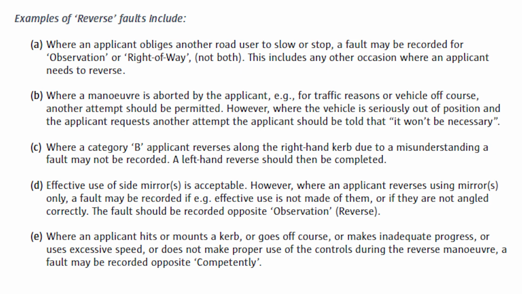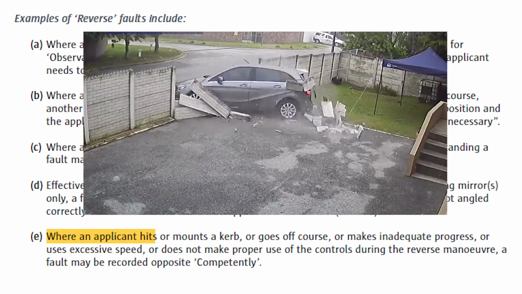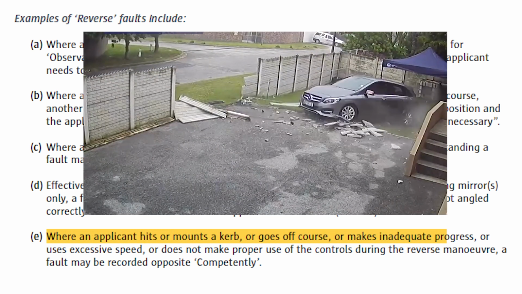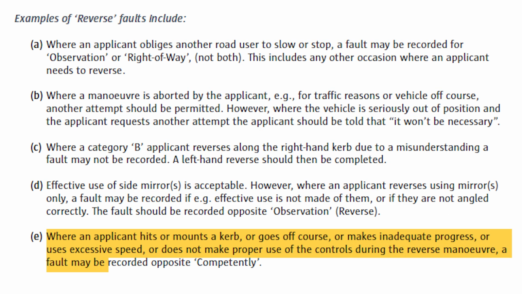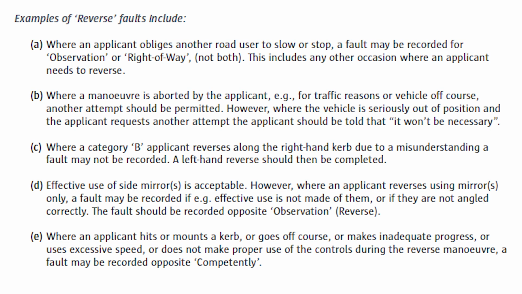So as it says here in the RSA marking sheet guidelines under section E, where an applicant hits or mounts the curb, goes too slow, goes too fast, or incorrect use of the controls, you could potentially fail your driving test. If it's not serious, it will only be a grade 2. So the next bit here is very important. Section B says where the manoeuvre is aborted because of traffic reasons or if your vehicle is off course, you are permitted to take a second attempt.